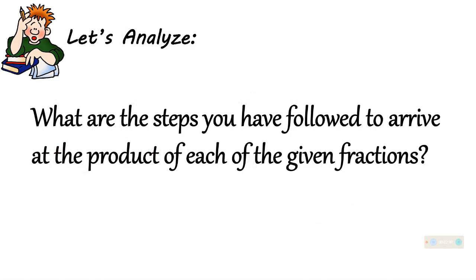So what are the steps you have followed to arrive at the product of each of the given fractions? Okay, if you haven't seen any common factor on the numerator and the denominator, you just proceed with multiplication of the numerators followed by the multiplication of denominators, and that will be your answer. But on the second and third examples, we have seen common factors on the numerator and denominator, so you can cancel out first the common factor, then you will proceed with multiplication of the remaining factors.